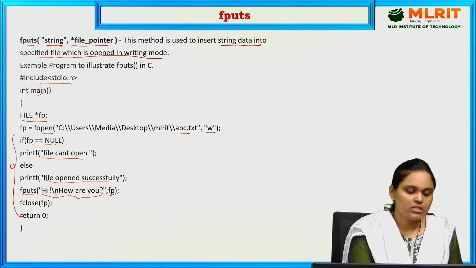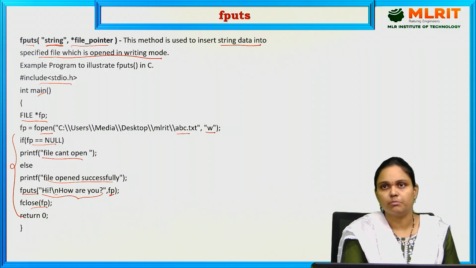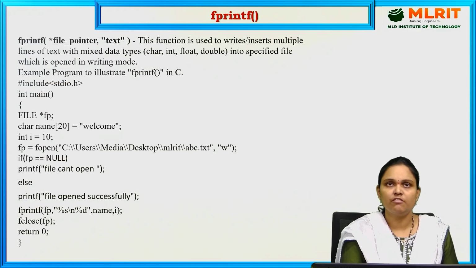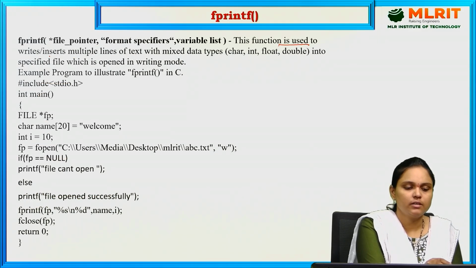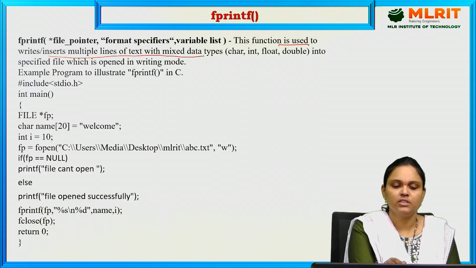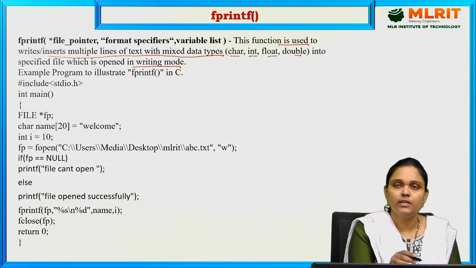And next, by using this fclose function, we are closing that particular file. The next one is the fprintf function. This function is used to write multiple lines of text with mixed data types. Whatever data type you want to write, either character or int or float or double, you can write into that particular file, which should be opened in the writing mode.